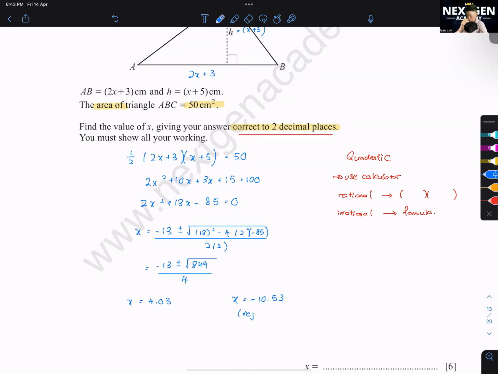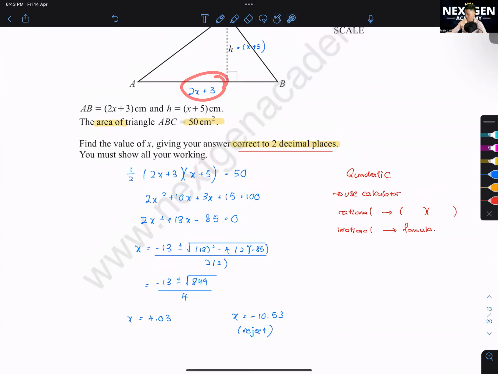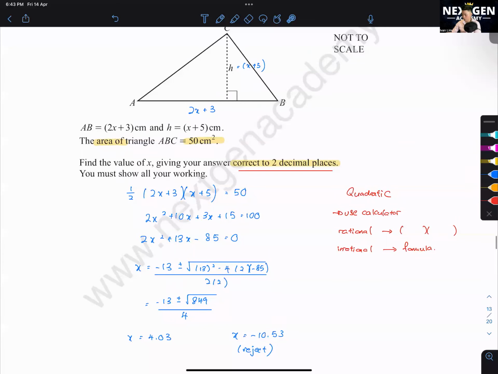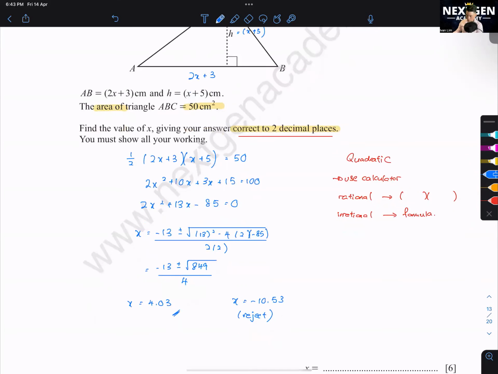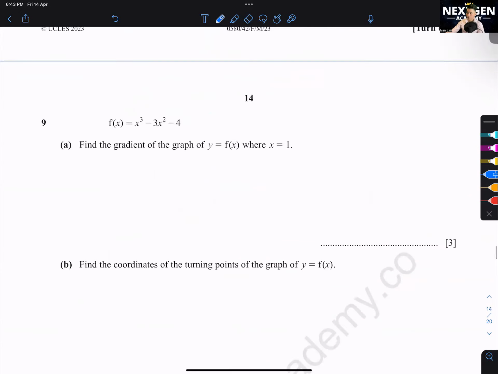Okay, but my x, you'll see over here, x cannot be negative, right? If you put negative 10.53 into both the length AB and the height, you will get negative. Length cannot be negative. Okay, so my final answer will just be 4.03. Okay, question 9. Question 9.